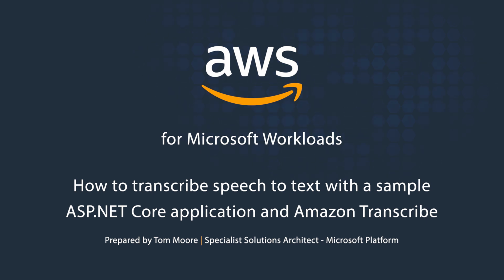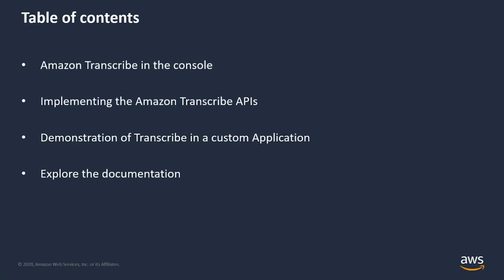Today we're going to talk about using Amazon Transcribe from your .NET Core web applications. In this video, we're going to do the following. First, we'll have a look at Amazon Transcribe in the AWS console and see how we can use the service manually. We'll then have a look at how to call the service from your custom .NET Core code. We'll demonstrate the code in my custom application. And finally, we'll have a look at the API documentation for this service on our website.